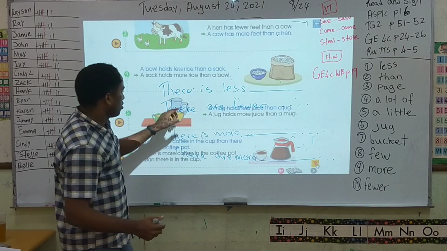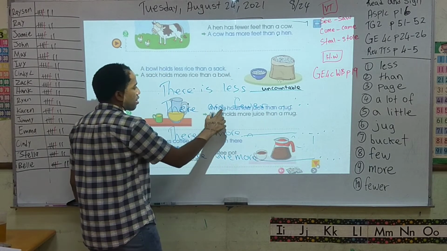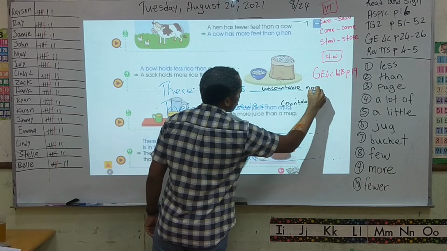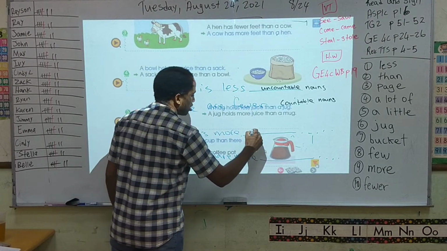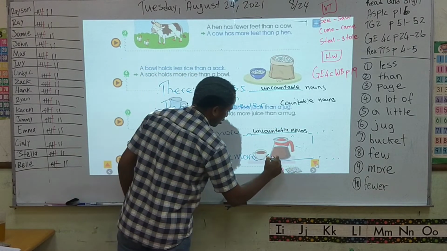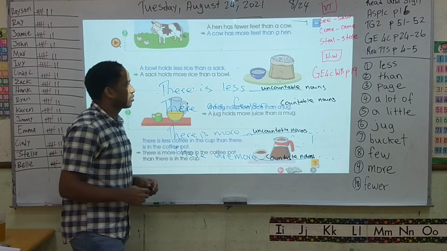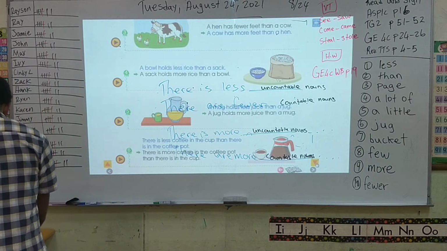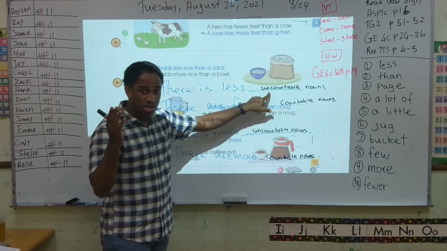So remember, there is less, use uncountable. There are fewer, have to be countable nouns. There is more, have to be uncountable nouns. There are more countable nouns. There is more, there are more countable nouns. Now, there is less, you use uncountable.